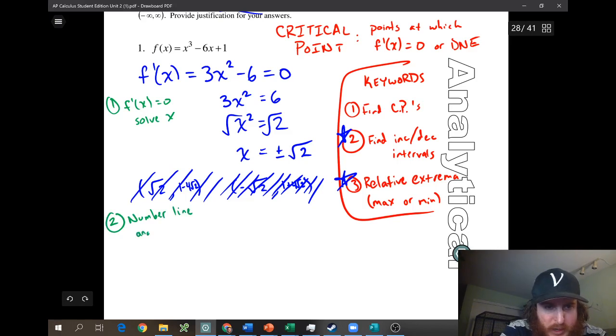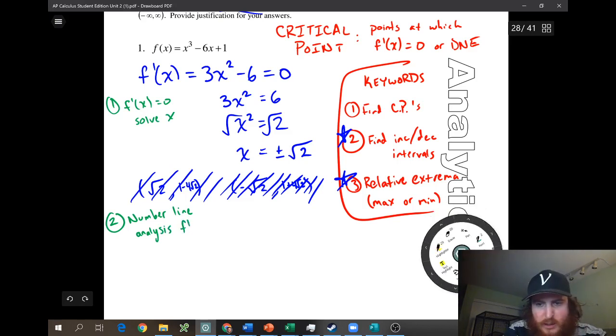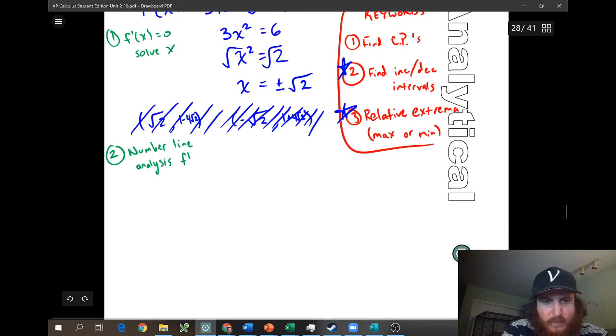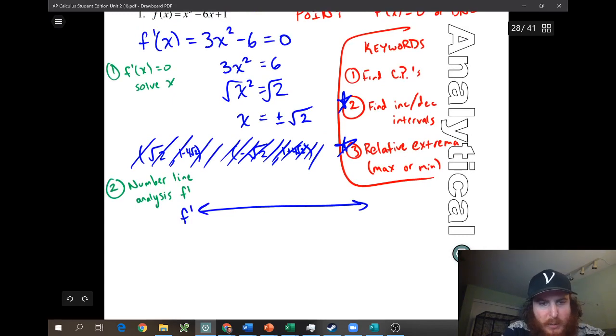And we're going to do a number line analysis for f prime. So what that is going to look like is we're going to draw a number line, and we're always going to label our number line. So we're going to label this one f prime. And on our number line, we're going to put in the x values that we solved for. So we're going to put in negative square root of 2 and positive square root of 2.